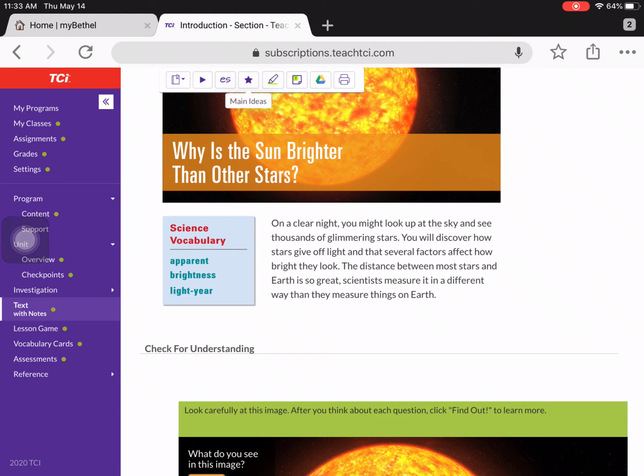On a clear night, you might look up at the sky and see thousands of glimmering stars. You will discover how stars give off light and that several factors affect how bright they look. The distance between most stars and Earth is so great, scientists measure it in a different way than they measure things on Earth.